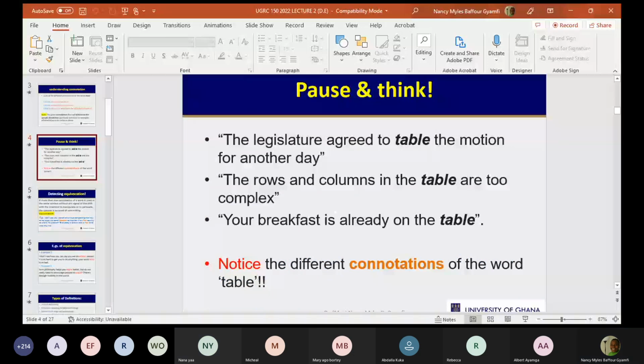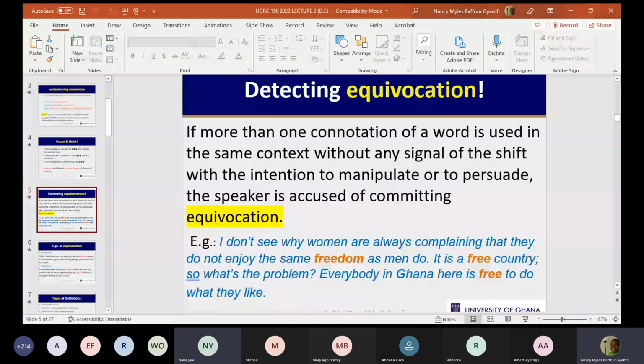Okay. So with the examples: if more than one connotation of a word is used in the same context without any signal of the shift, with the intention to manipulate or to persuade, the speaker is accused of committing equivocation. Good. Example.